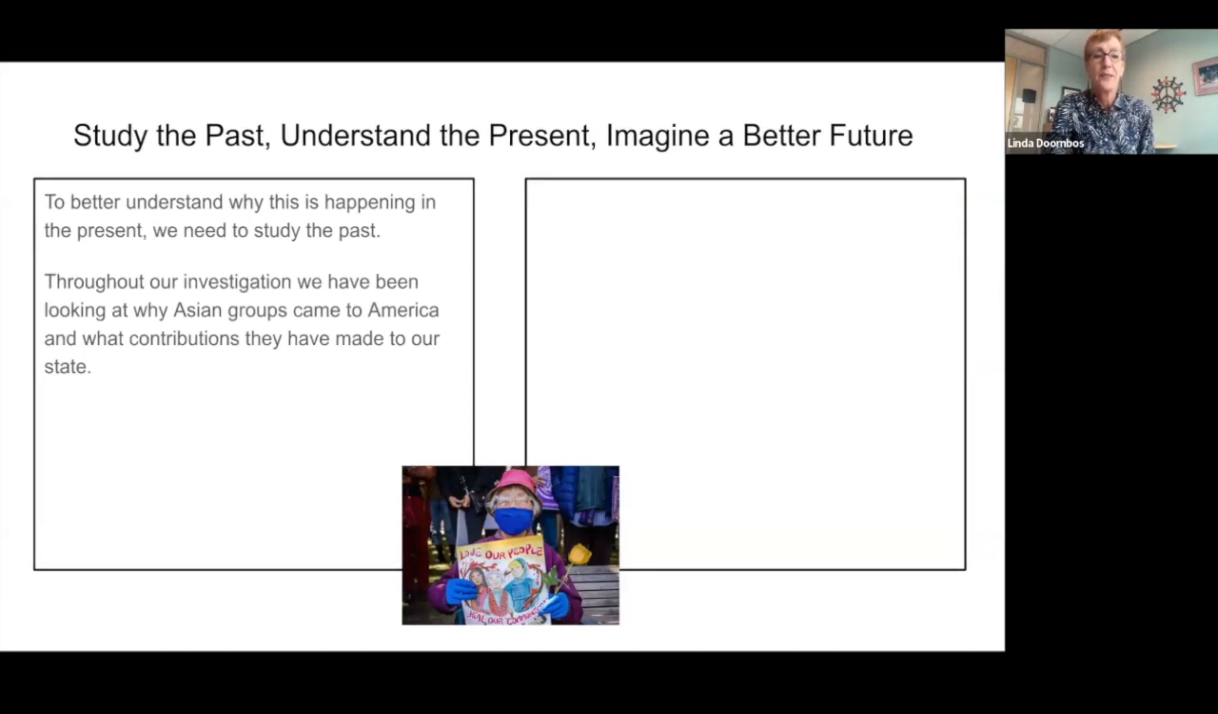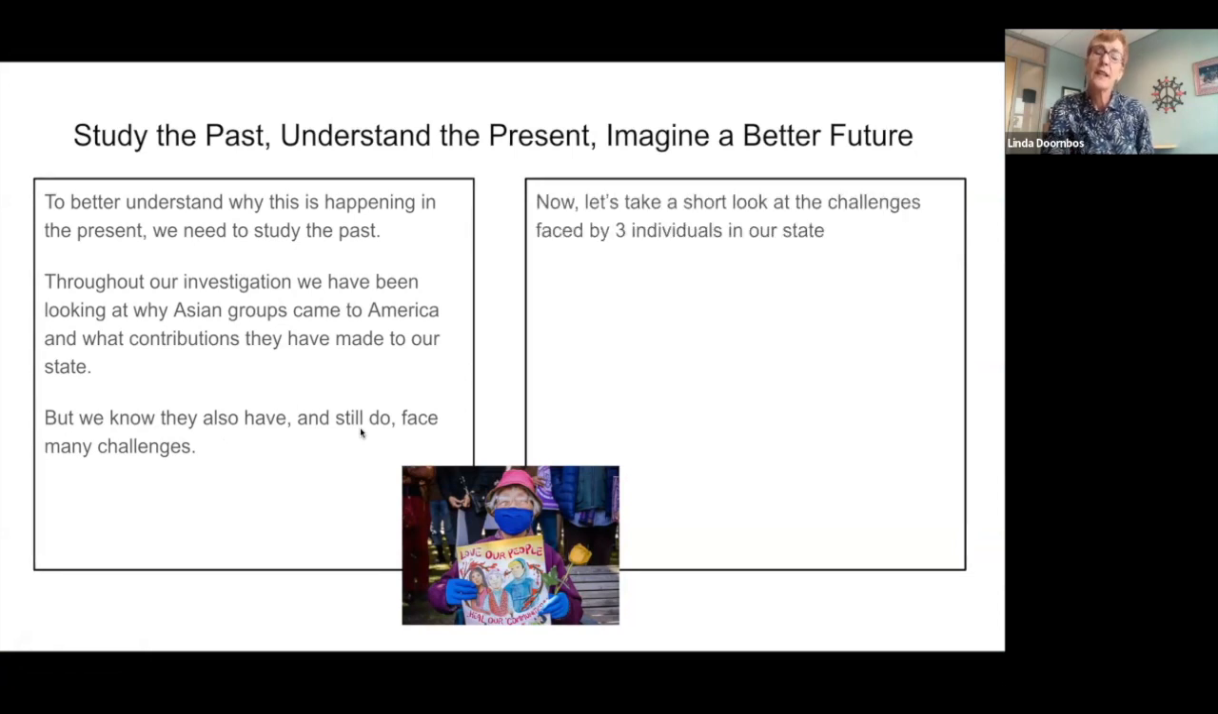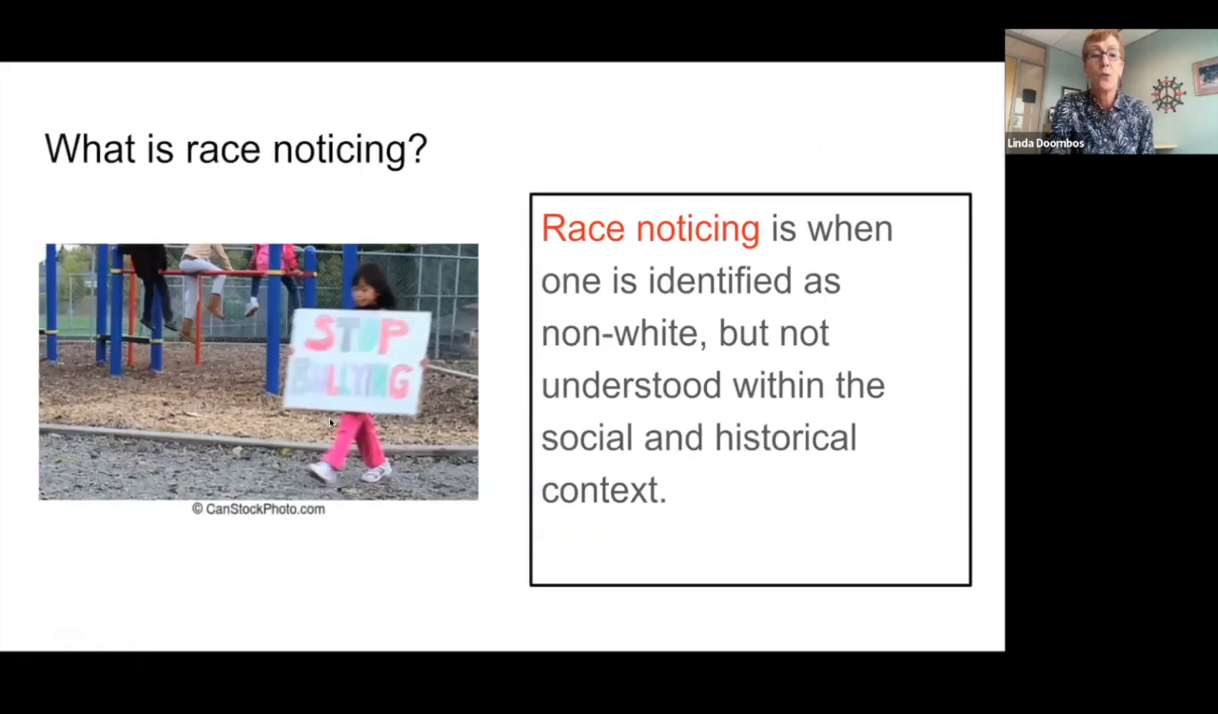There's some information here on this investigation. Through our investigation, we've been looking at why Asian groups came, but we know they also have faced, and still do face, many challenges. So we're going to take a look at three individuals who have faced challenges in our state: Lynette Udall, Catherine Chung, and Vincent Chin. Race noticing is when one is identified as non-white, but not understood within the social and historical context, which we saw in the video that I opened with.